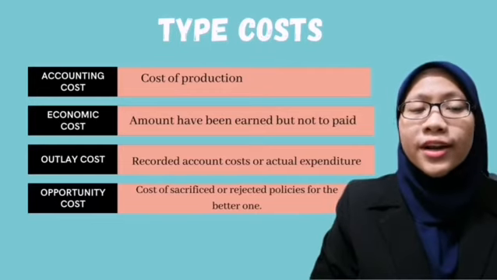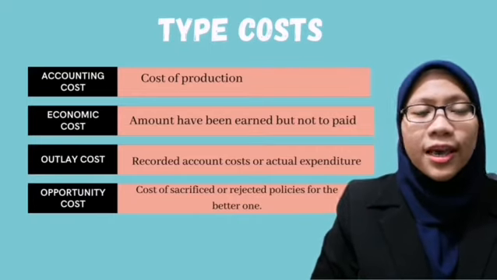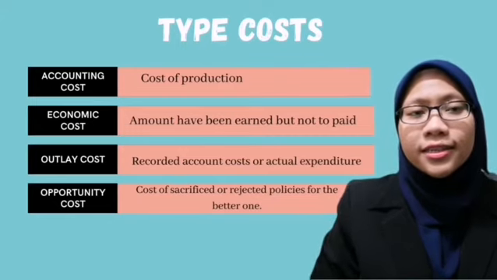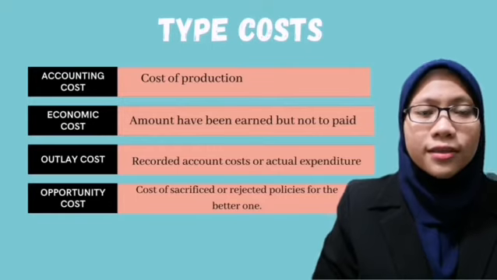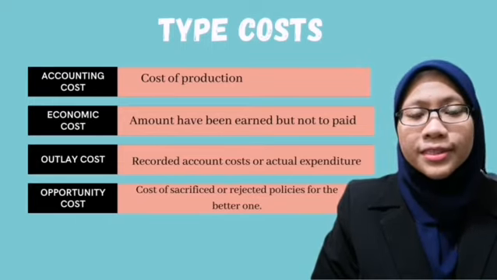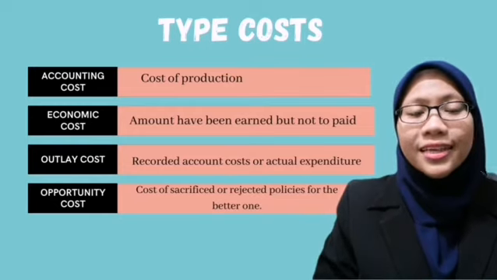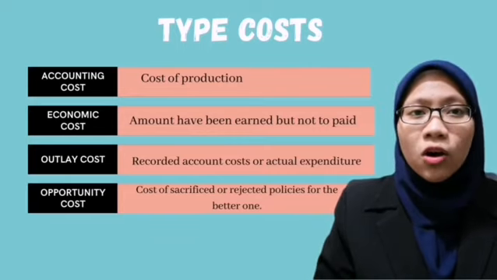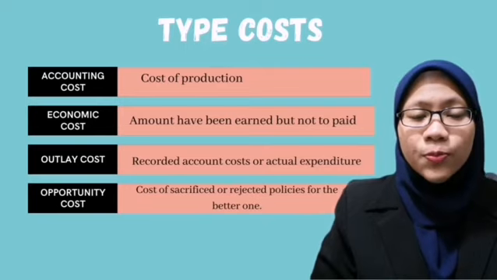This theory teaches us to understand more about the costs involved in the company and during the manufacturing process, and to evaluate the cost. The costs that underlie this theory are: the first is accounting cost. Accounting cost is the cost of production, including employee salaries, raw material costs, rent expense, and all the payments made to suppliers. The second is economic cost. It is the amount that could have been earned but not paid to an entrepreneur, and monetary rewards. The third cost is outlay cost. This is the cost recorded in accounts, or actual expenditure spent on wages, rent, raw material, and more.